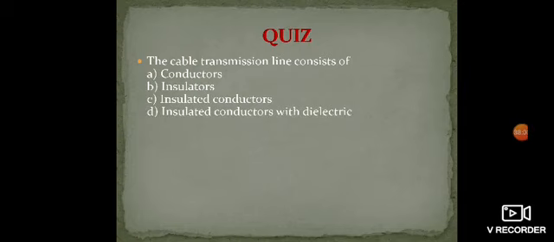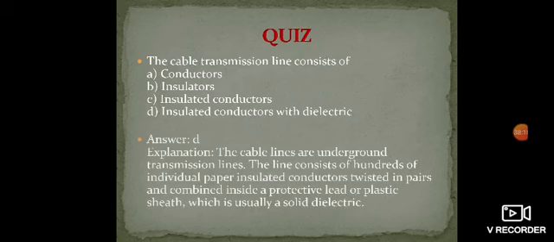The cable transmission line consists of: the first option is conductors, the second option is insulators, the third option is insulated conductors, and the fourth is insulated conductors with dielectric. So what is the correct answer? That is D. The cable transmission line consists of insulated conductors with dielectric materials.